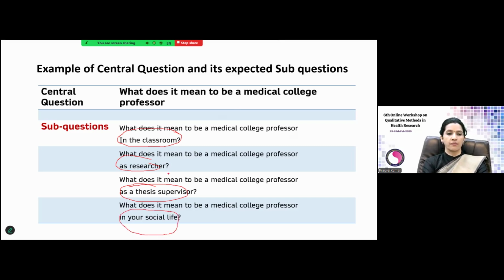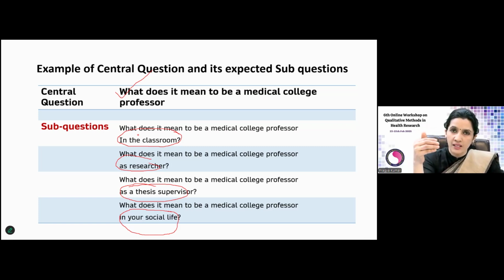So the one broad question will have many sub questions, and these sub questions help you to probe more whenever you go. Here it is not something like inductive or deductive, but using this approach, you are making this a little deductive in nature.